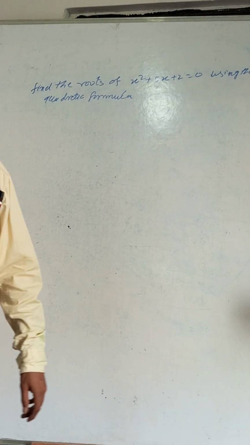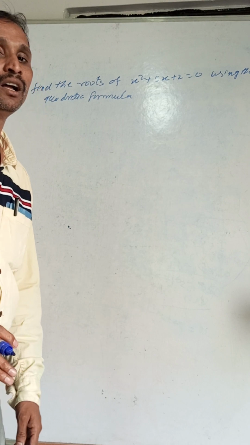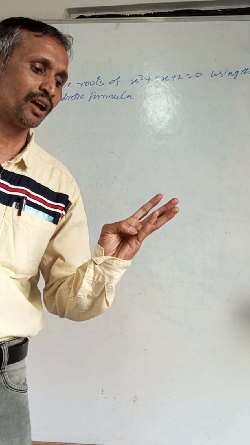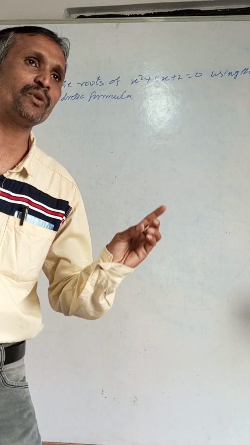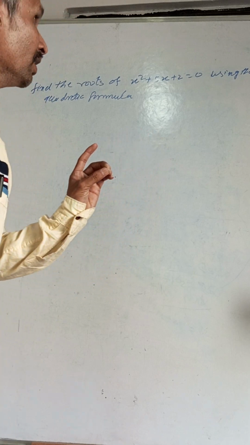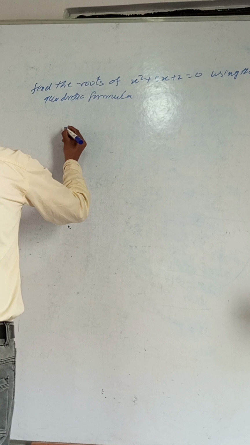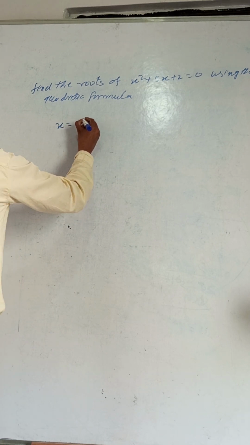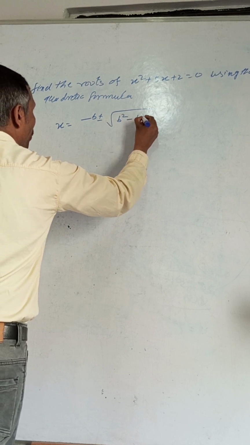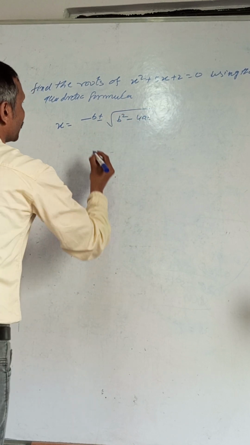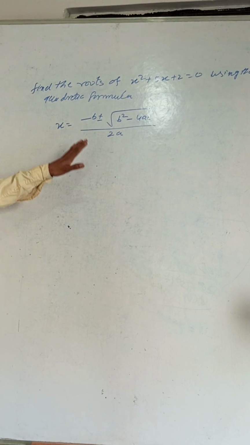First of all we have to know what the quadratic formula is. Already there is a video in the playlist on how to solve by three methods: the splitting method, the completing the square method, and the formula method. Here only the formula method is asked. So first I am writing the formula: x is equal to minus b plus or minus root of b square minus 4ac, the whole divided by 2a. This is called the quadratic formula.